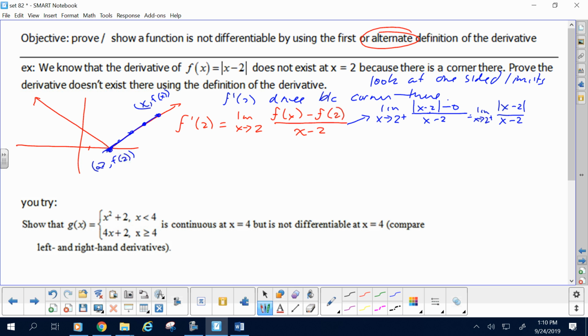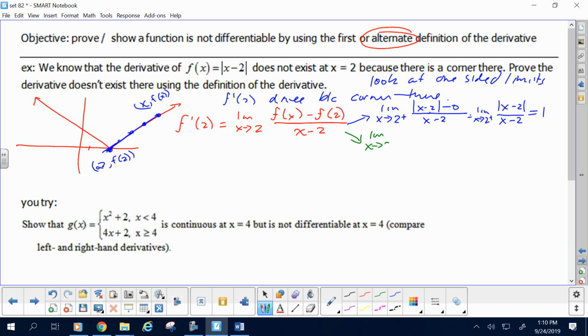Instead, think numerically. If x is 3, then what do I get? 1. If x is 2.5, what do I get? 1. If x is 2.001, what do I get? 1. Okay. Basically, for x greater than 2, does the absolute value do anything? No, these are exactly the same. Those always come out to be 1. That's totally justified on the right-hand side. Aren't those slopes 1? Okay, so let's consider the left.